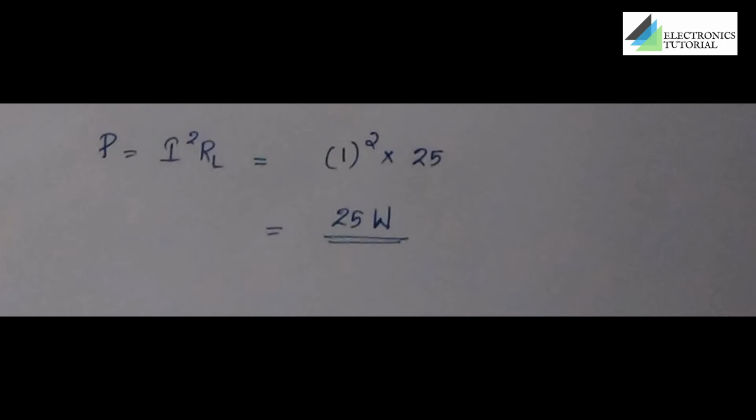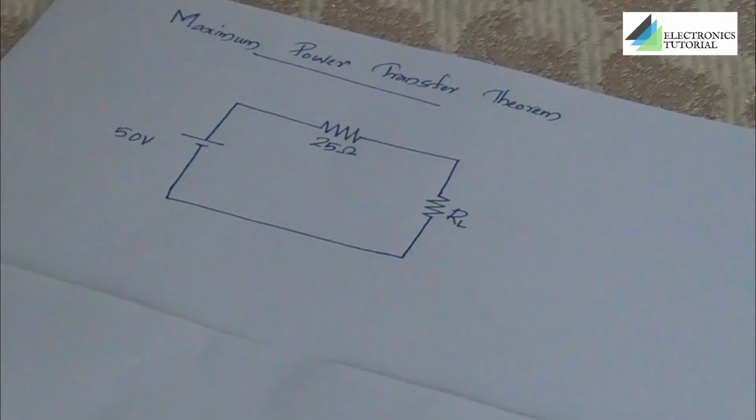P is equal to I square RL. In the position of I square, we can write 1 square, and RL is the load resistor, which we will write as 25 ohm. We'll get the final answer as 25 watts. This will be the maximum power that can be attained using this circuit.